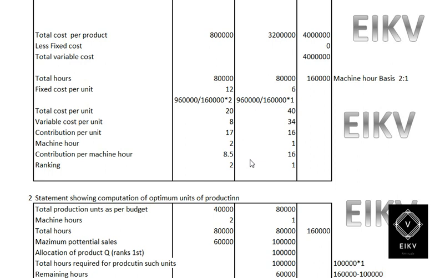So from here we can rank these products. The product which gives more contribution per machine hour is ranked 1. Over here Q has more contribution per machine hour, which is 16, than P. So therefore we need to give the first rank to product Q and then the second rank to product P.